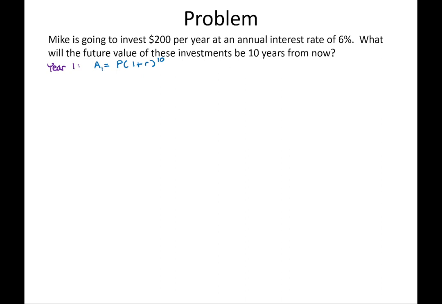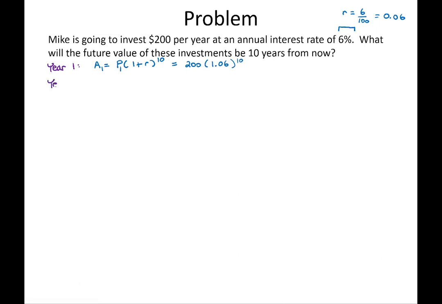I'm going to call this A1 for amount 1 and P1 for principal 1. An important note with interest rates is that a 6% interest rate, percent means out of 100. So we're going to have to write R as 0.06 and not as 6. Okay, so I'm going to plug all the numbers in. 200 is our principal that we're putting in. 1 plus 0.06 is 1.06, to the power 10. And then the number that comes out of that is a task for a calculator.